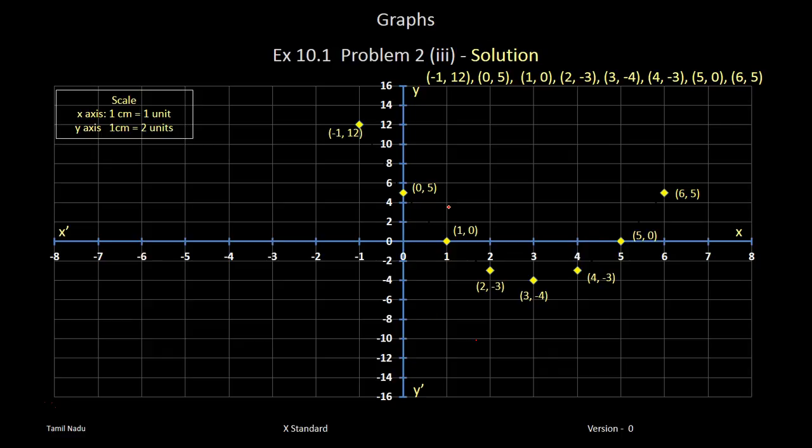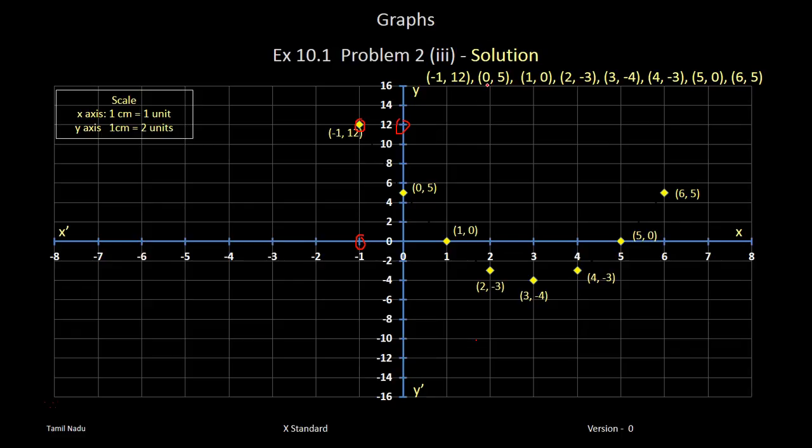Now we'll have to plot the points. So -1, 12: x equal to -1, y equal to 12. So x is equal to -1, y is equal to 12. Go horizontal in this direction, and from -1 go up, so they intersect at this point. So this is -1, 12.